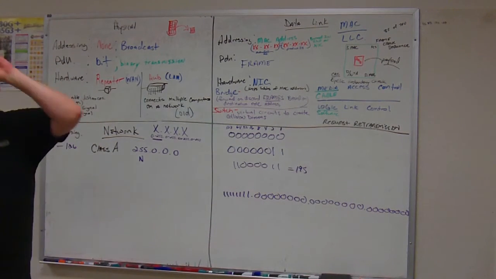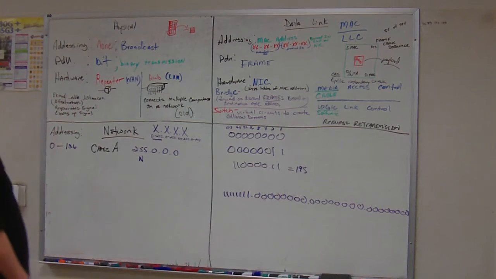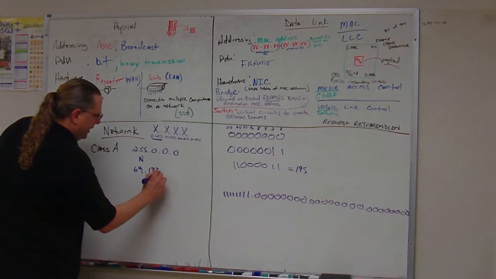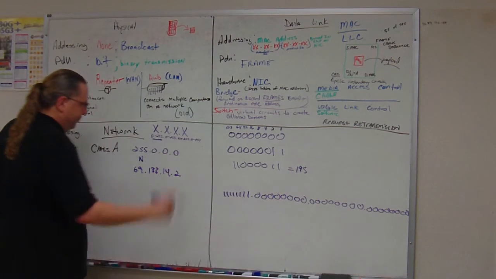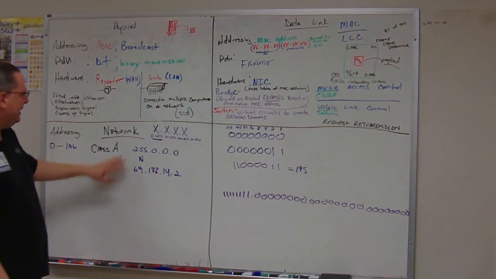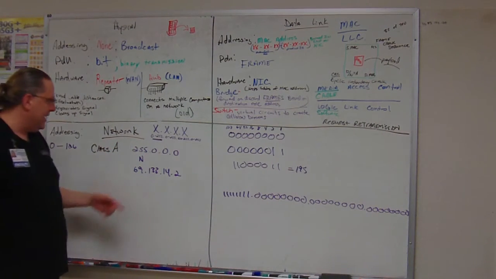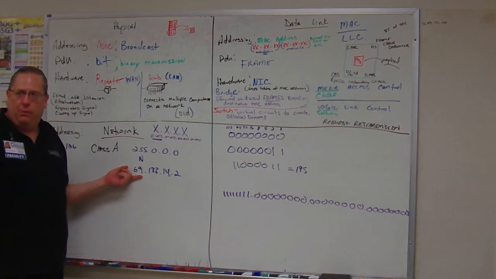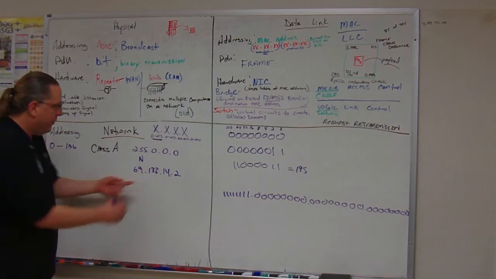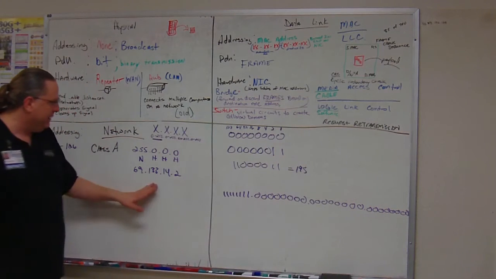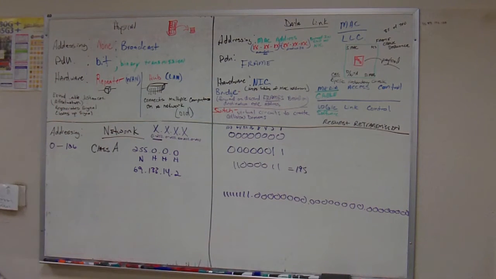So let's actually just make up an IP address right now. I'm going to make up 69.133.14.2. If the subnet mask is 255.0.0.0, what we're saying is that 69 is the network portion of this number. The rest of these are the host portion of this number. That means it identifies a specific computer.